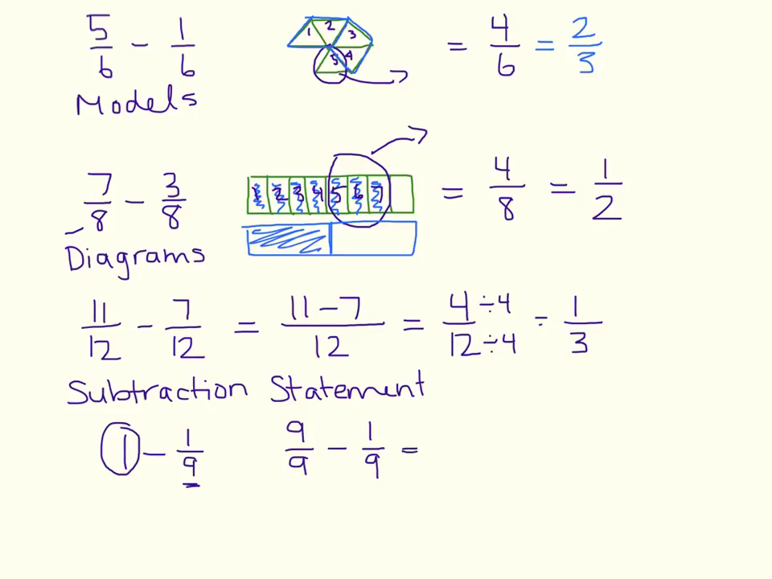I'm going to choose to do it with a subtraction statement. 9 minus 1 over 9. 9 minus 1 equals 8 over 9. So 1 minus 1/9 equals 8/9.